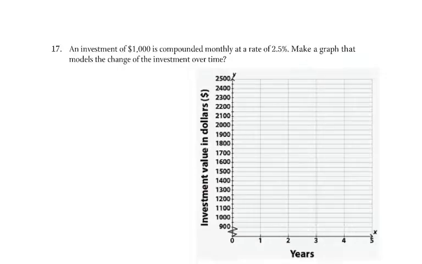So, an investment of $1,000 is compounded monthly at a rate of 2.5%. Make a graph that models the change of the investment over time. In order to do this, we need to use a formula for investment. It looks like this: the amount equals the principal times 1 plus the rate over how many times it's compounded in a year, to the power of the time times the number of times it's compounded in a year. Okay, and I take that back, they just have it times the time.